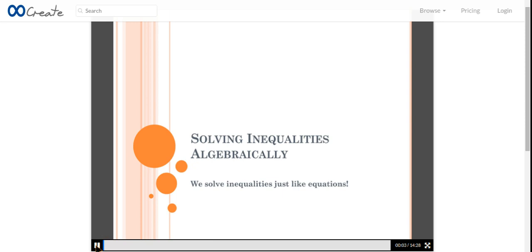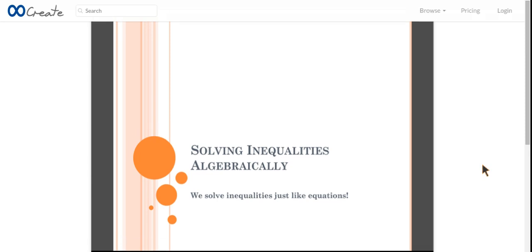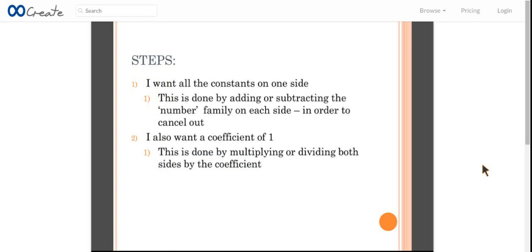Alright, so tonight's video is about solving inequalities algebraically, basically doing things mathematically and not with pictures. The things I need to remember is I want all the constants on one side, so all of those numbers. Like if I just have a +5 or a -7, I want to get all those on one side. And I can do that by adding or subtracting that number on each side to cancel them out.